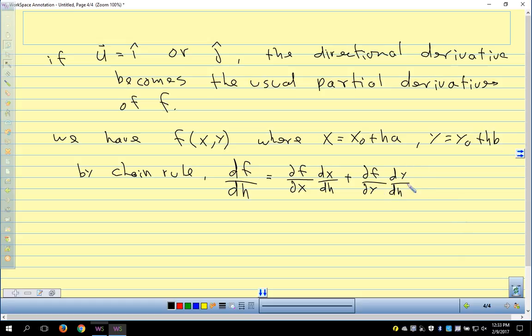And I can rewrite this in a slightly different form. I'm going to write it as f sub x at xy. Well, dx/dh is just a, plus, and I'm going to write f sub y at our particular point xy. And dy/dh is just b.